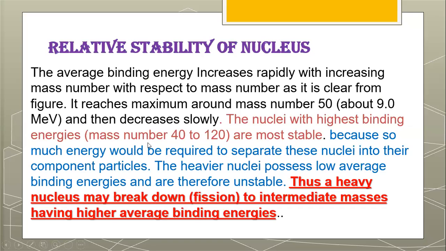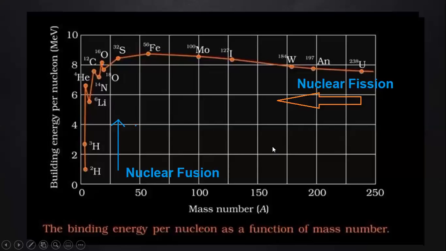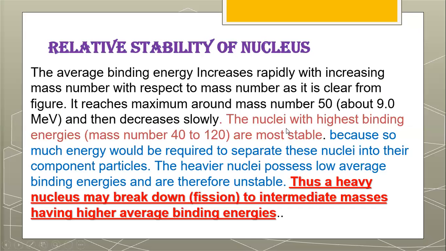The nuclei with highest binding energy, that is mass number 40 to 120, are more stable. It means that for elements whose mass number is between 40 to 120, the binding energy value is higher. So the nuclei with highest binding energy reside between 40 to 120, and they are more stable, because so much energy would be required to separate these nuclei into their component particles.